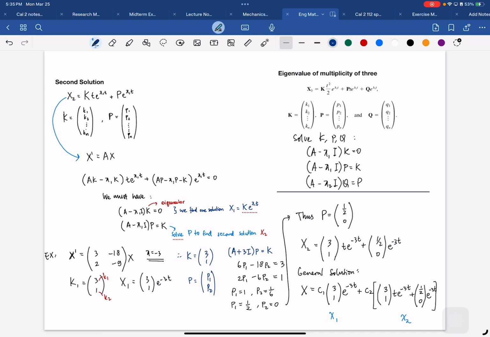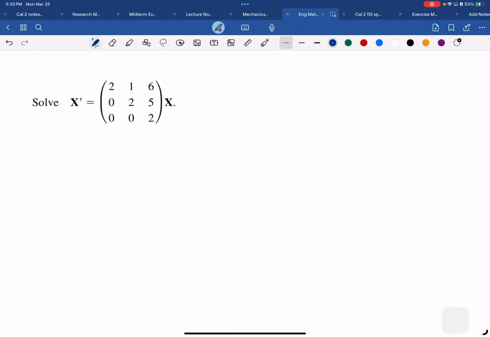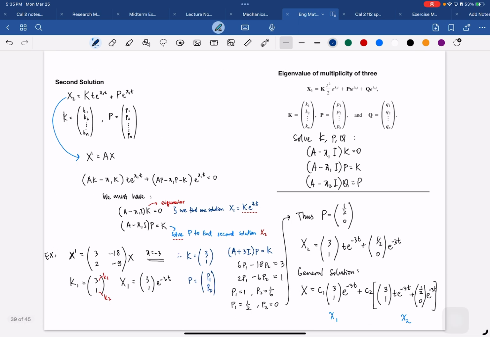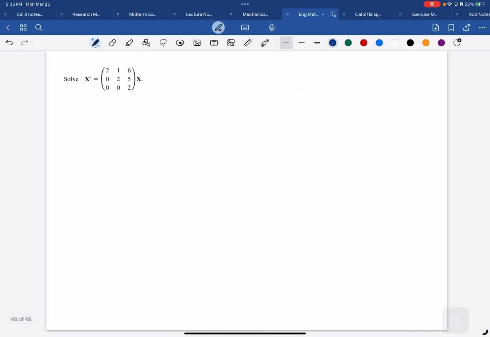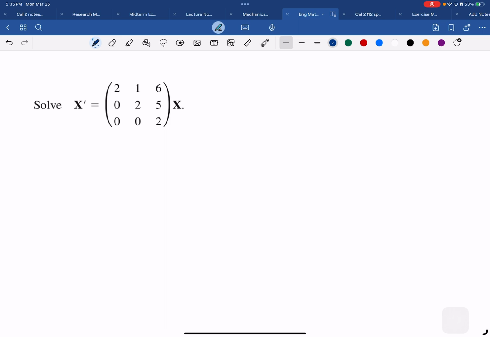Okay, let's go through our example here. So now I think I will start with an easy example for the repeated eigenvalue. So let's say we have this. Okay, I think, have we done this before? I forgot. Oh, not yet. So this is a 3 by 3 matrix, and this is supposed to have repeated eigenvalues.